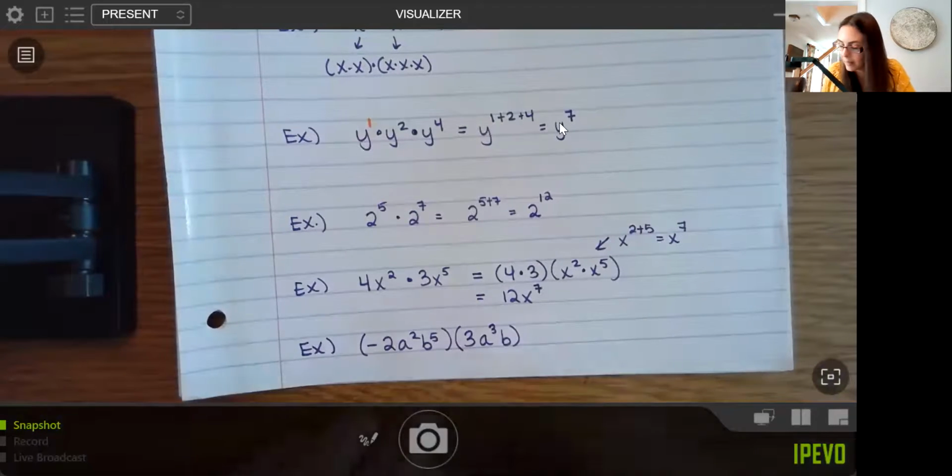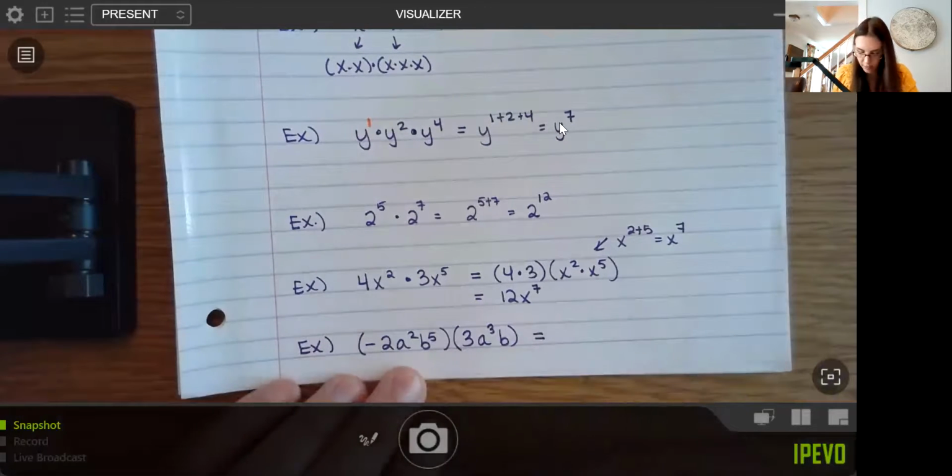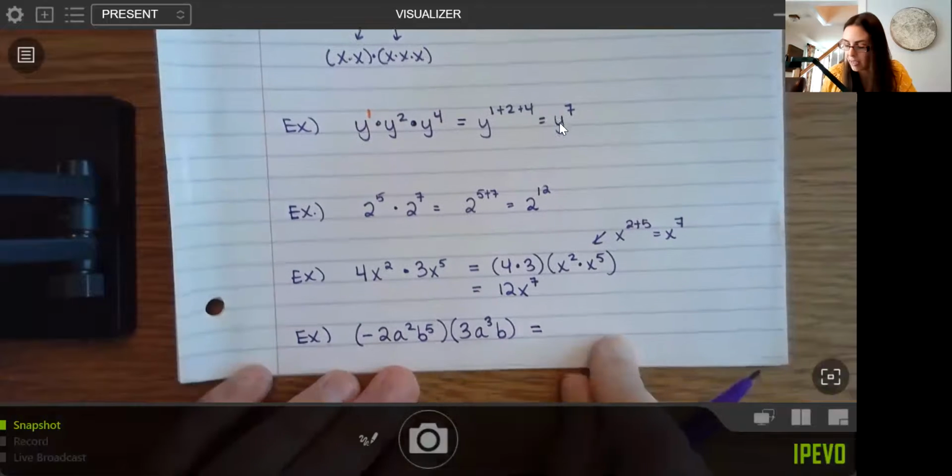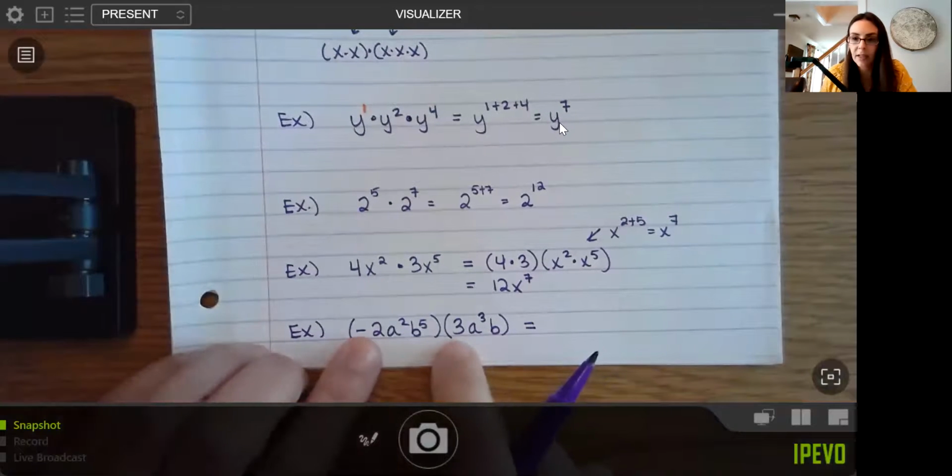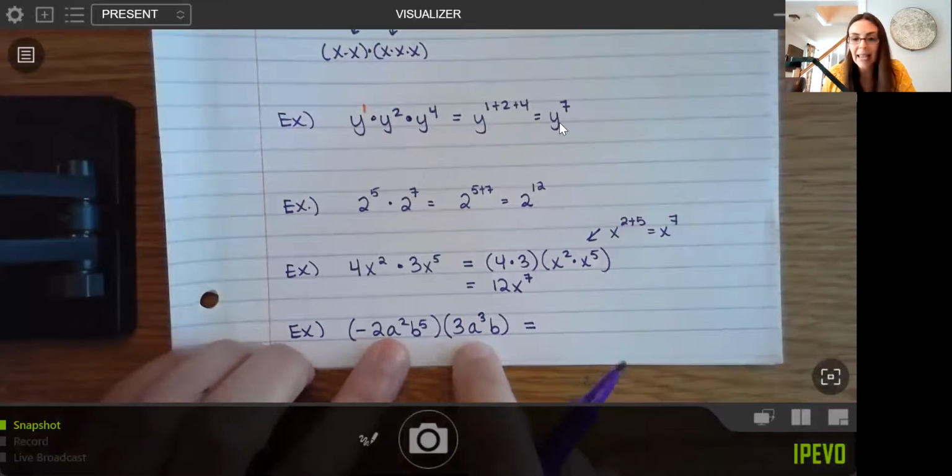All right, I'm going to kick it up a little bit again here. So notice that I have a few different things going on. I have numbers out front, which don't have exponents, so they're just going to work as usual. And then I have A's and B's.